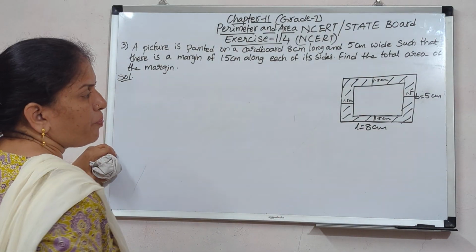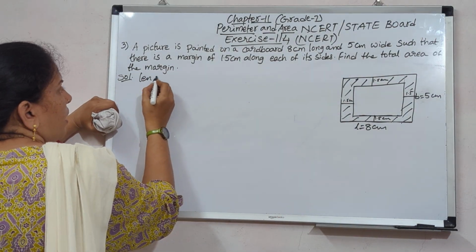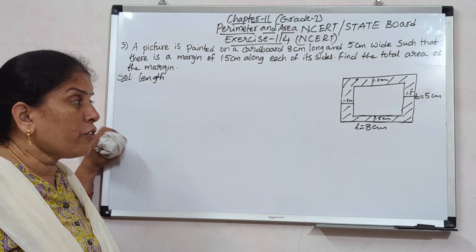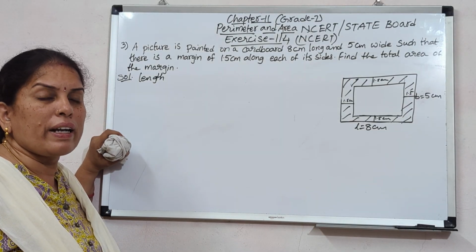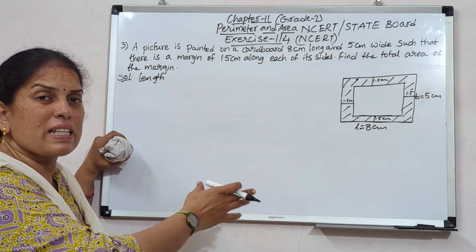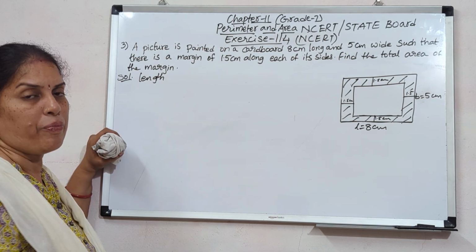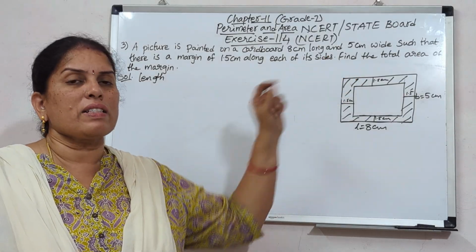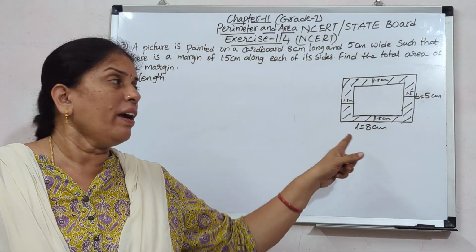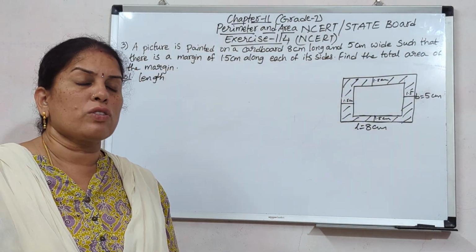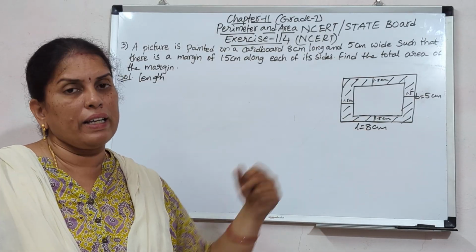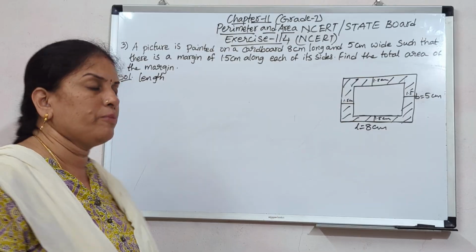Solution. See, in this question, to be clear, I am giving outer rectangle and inner rectangle. At last I will write margin. Okay, no need to get confused. In the question they gave it as a margin, while I am writing it as outer rectangle, so that you can understand clearly. That's why I am writing like that.